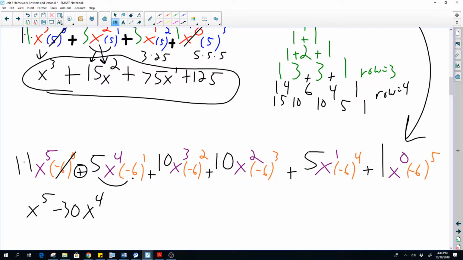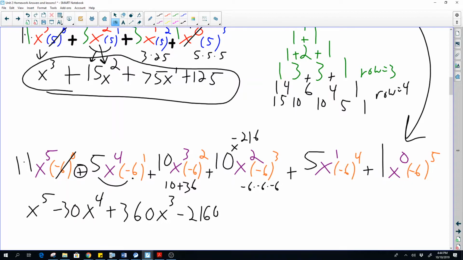Okay, so -6 squared now is going to be a +36. That's a good thing. So times 10 is going to be 360 x to the 3rd power. Then -6 times -6 is 36 times -6. Oh dear. So that's going to be -216. That's crazy. So -216 and then times it by 10. So that's going to be -2,160 x squared. That was a crazy one.